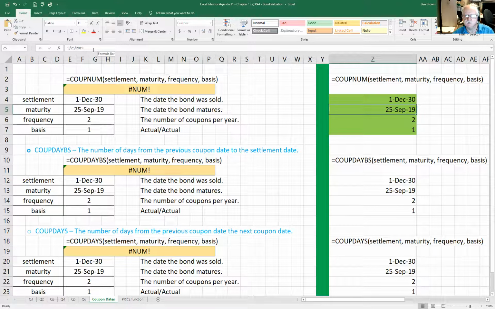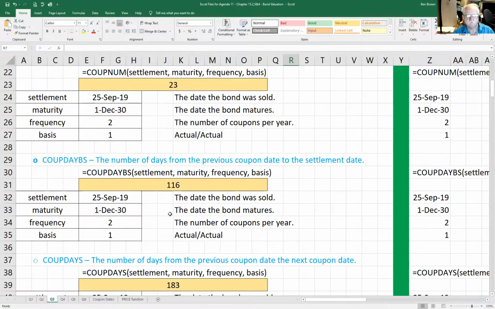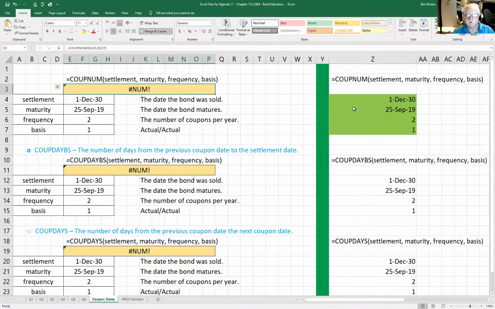2/19. September 19. That's weird. Why didn't that work? 25 September 19. Oh, I've put... notice what I did wrong here. I put the maturity date in this box, whereas they're expecting the maturity date in this box. So let's try it again.